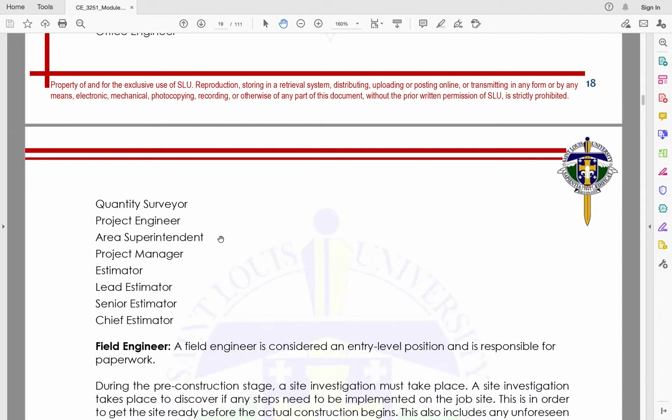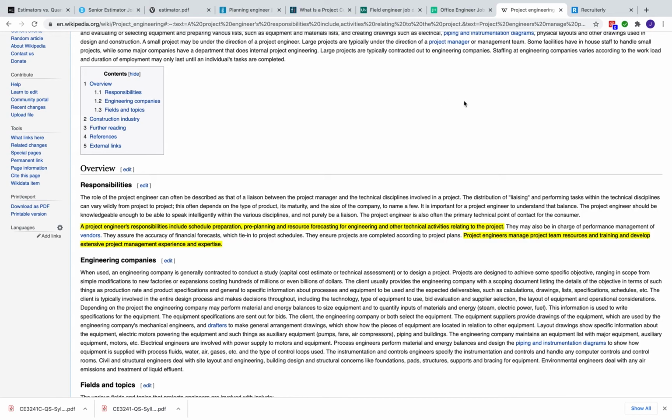Okay? Next is an area superintendent. When we say area superintendent, ito yung parang head sa isang area or sa isang department. Okay? Next would be the project manager. The project manager, it is like the leader of the construction project in the site. Okay? From the contractor side.